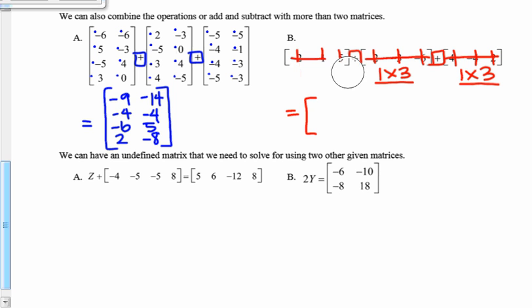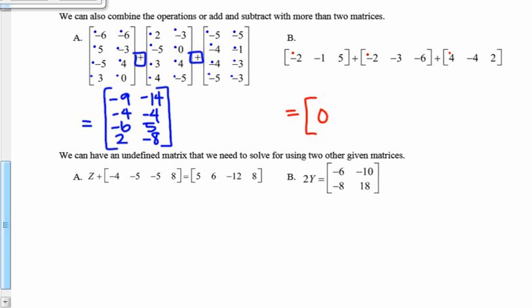So I'm going to erase all this. It's in my way. And let's do this math. So negative 2 plus negative 2 plus 4. Negative 2 plus a negative 2 gives me negative 4, and then negative 4 plus 4 gives me 0. Negative 1, negative 3, and negative 4. Negative 1 plus a negative 3 gives me negative 4, and then negative 4 plus a negative 4 gives me a negative 8.